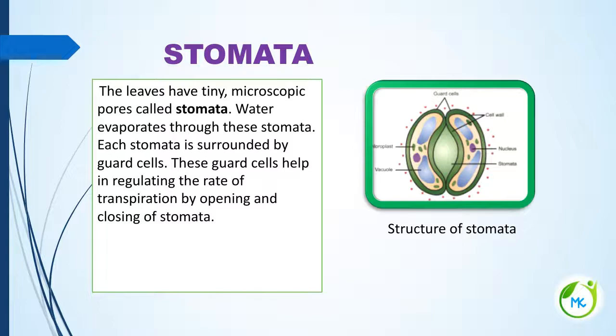Each stomata is surrounded by guard cells. So in this illustration you can see this is the pore or opening called stomata, and this stomata is bound or surrounded by two bean-shaped cells called guard cells. These guard cells are helpful for regulating the closing and opening of stomata.